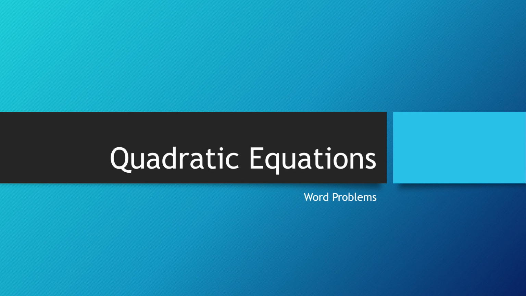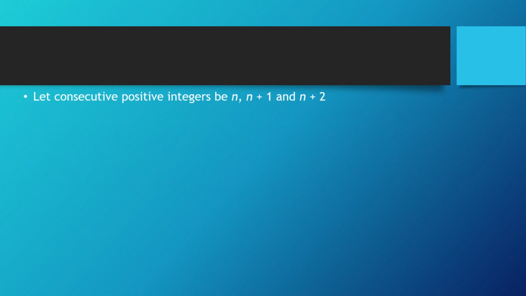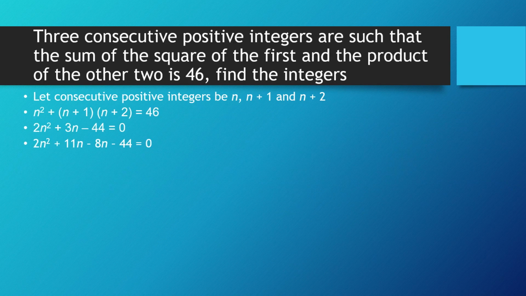So whenever word problems occur, you first try to frame the correct equation, then you can solve the equation by factorization or by formula method. Let's cover some word problems now. It says that the sum of three consecutive positive integers. Consecutive means one after the other.